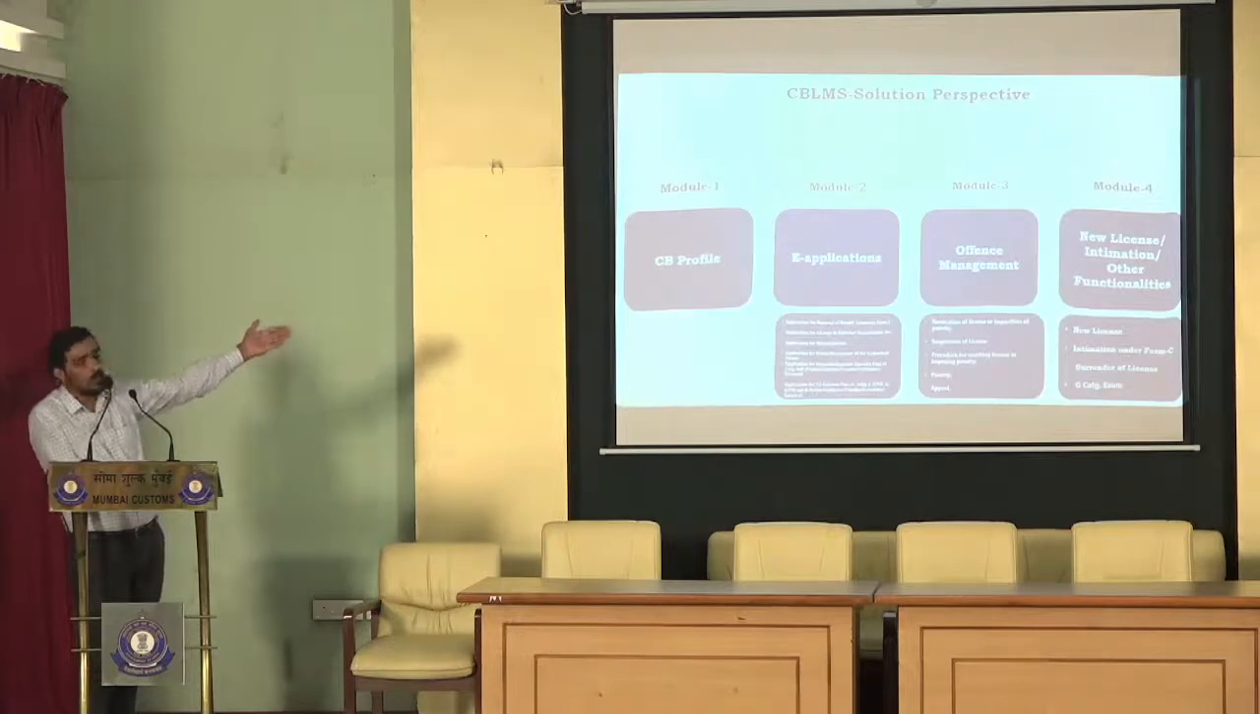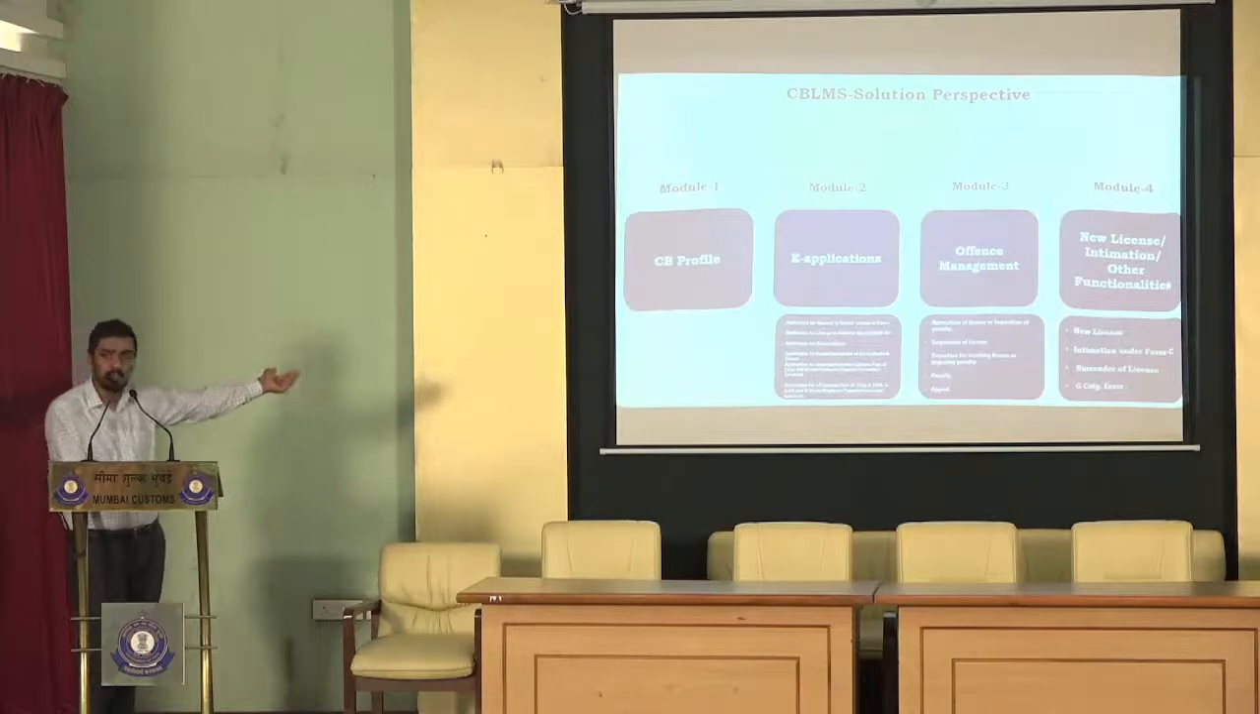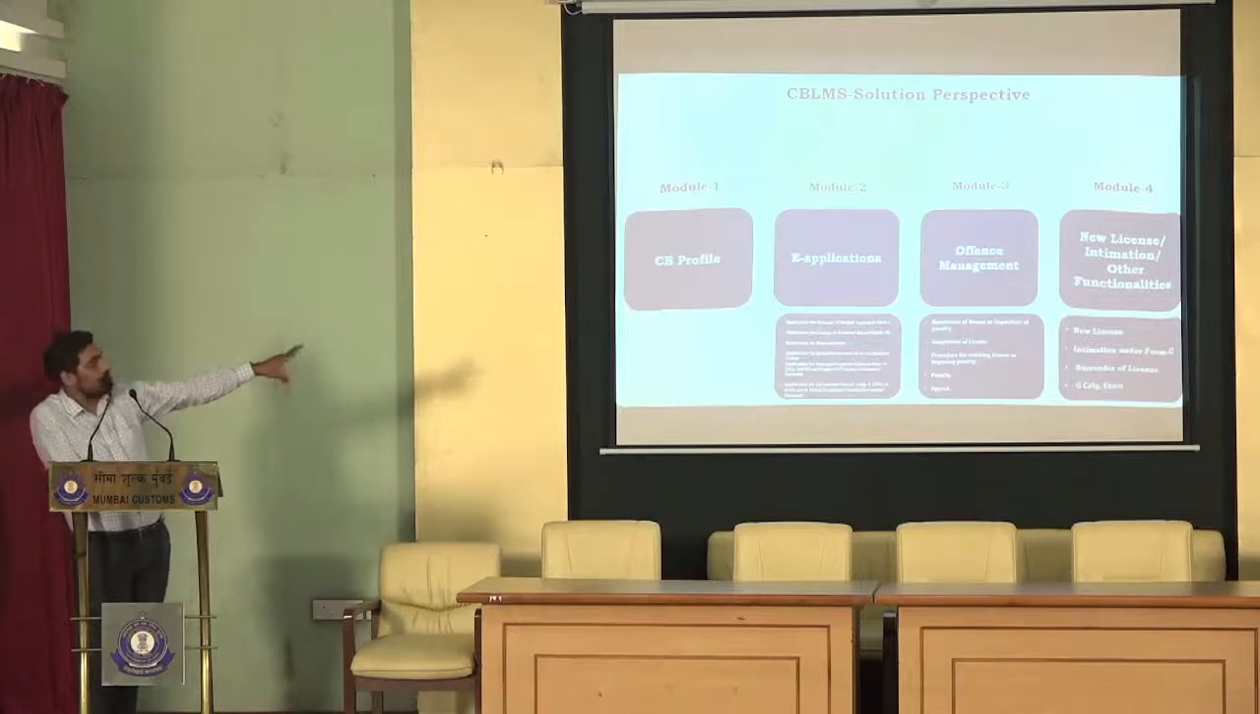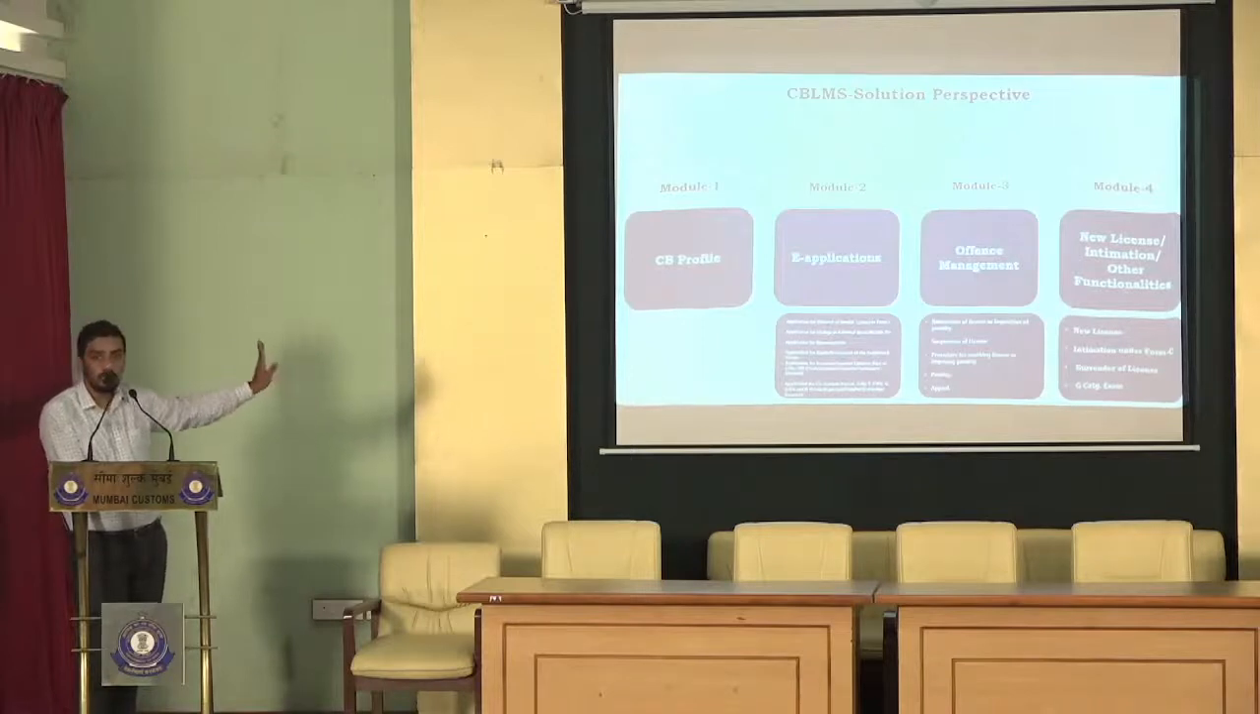The fourth module is your new license, intimation, and other functionalities if you wish to apply for a new license. These sorts of things, new license, intimation under form C, say I believe it's 7.3. If you want to register under 7.3, you can process that form too. If you want to surrender a license, that can also be done via this portal. So all these things we are planning to launch under module 4. The fourth module will enable you to do all these things. So these are the 4 steps. We are on the first module right now, that is the CB profile module.